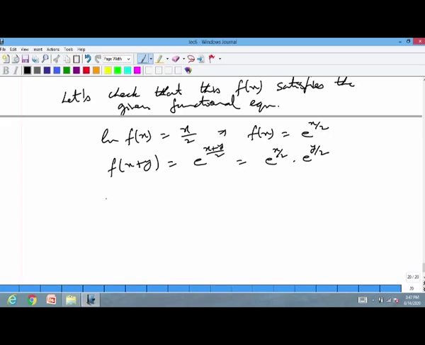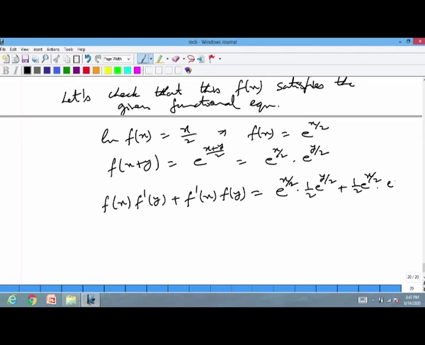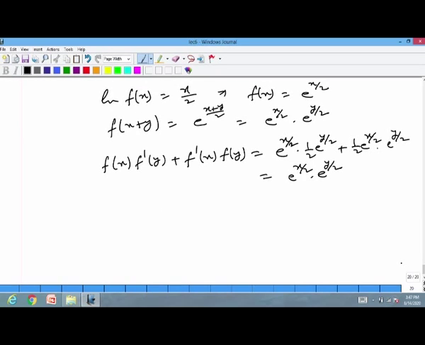Also, what is f x f prime y plus f prime x f y? This is equal to f x is e to the x by 2 times f prime y will give half e to the y by 2, plus f prime x is half e to the x by 2 times e to the y by 2, which is equal to half plus half is 1 times e to the x by 2 times e to the y by 2. So, therefore, this is true.